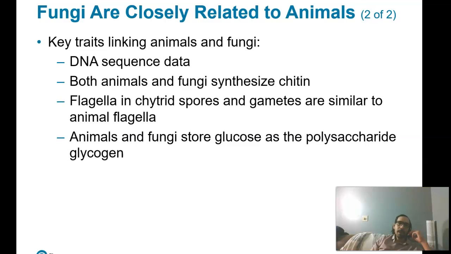The key traits that link animals and fungi are DNA sequence data. Also, both animals and fungi synthesize chitin, which is a polysaccharide, and the flagella of chytrid spores and gametes are similar to animal flagella. And animals and fungi store glucose as a polysaccharide, glycogen, whereas plants use starch as their storage product.